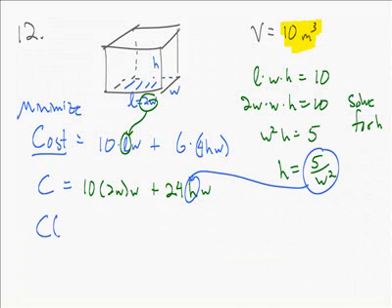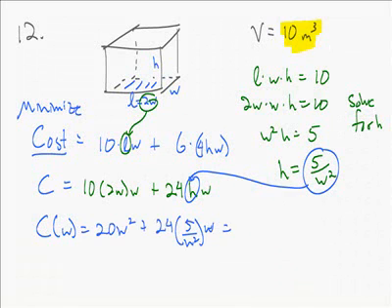And now we can write our cost function C as a function of W. It's equal to 10 times 2 times W times W, that's 20W squared, plus 24 times 5 over W squared times W, which is equal to 20W squared plus 24 times 5. 5 times 20 is 100. It's going to be 120 over W. 120 over W. Is that right?